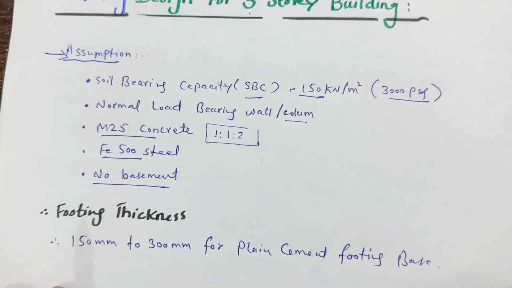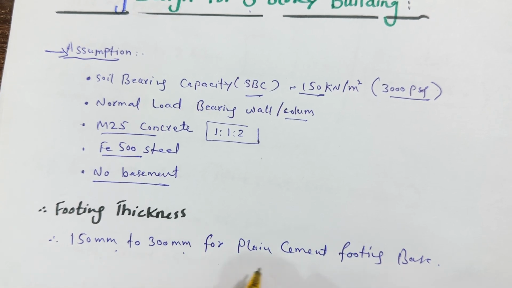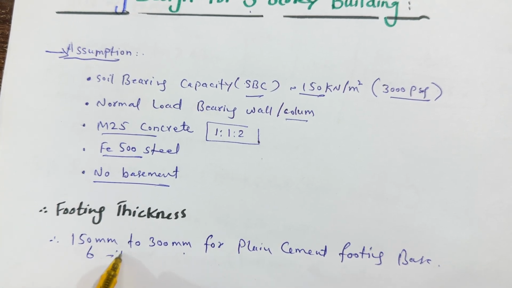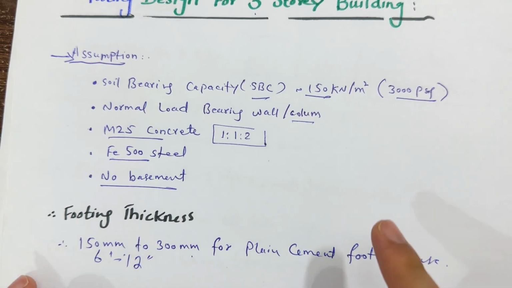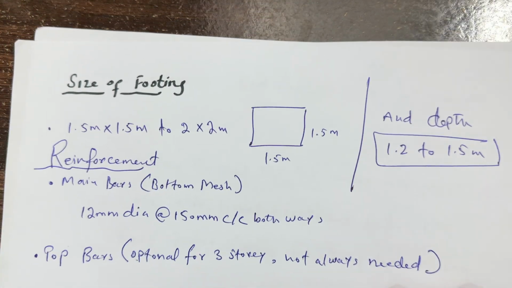Next, the footing thickness. Use 150 to 300 millimeter for plain cement concrete before starting steel reinforcement. So this is 150, or you can say 6 to 12 inches concrete cover, plain cement concrete, before starting steel reinforcement.